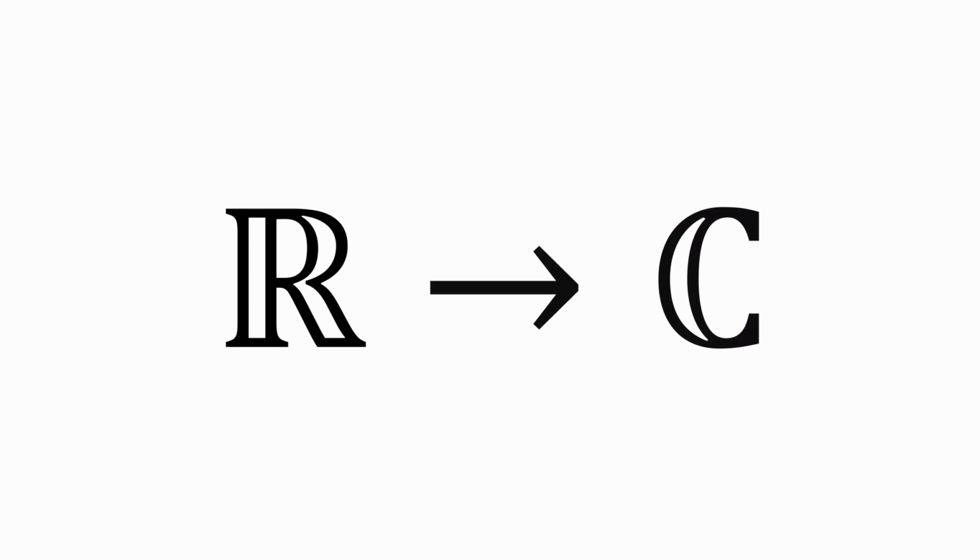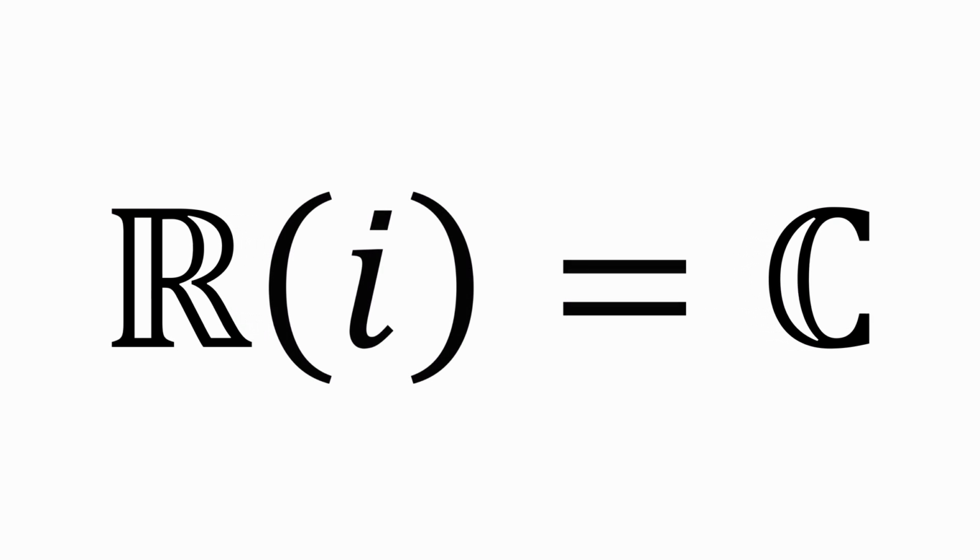There are a few ways in which you can extend a field, one of which is by adjoining new elements to it. Consider the field of real numbers. How can I extend this field to the field of complex numbers? We can do this by adjoining i. To adjoin i means to consider the smallest field which contains all of the real numbers, and also i. Such a field must contain all elements of the form a plus bi, where a and b are real numbers, meaning R adjoined i is the complex numbers.